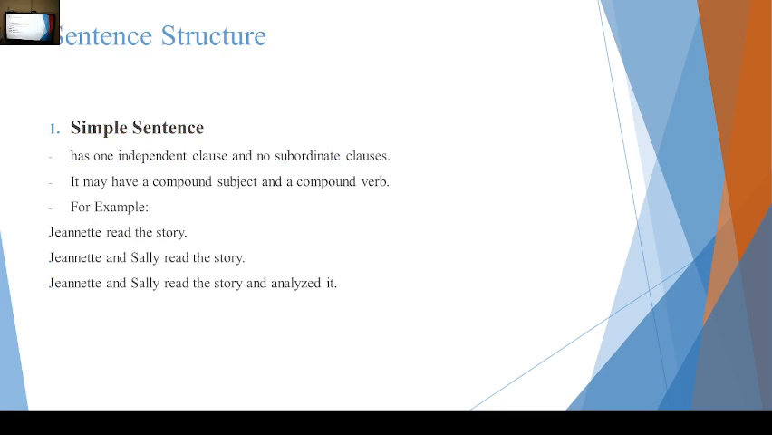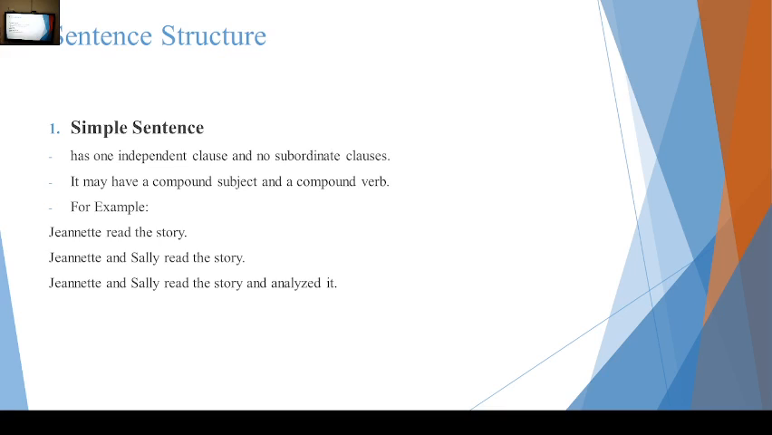Now let's go to our third part of this unit, which is sentence structure. In sentence structure, we have many types of sentences. You may have a simple sentence. A simple sentence has one independent clause and no subordinate clauses. So you will have one independent clause. Okay, when I say independent, that means you have a subject and verb that can stand alone as a sentence.